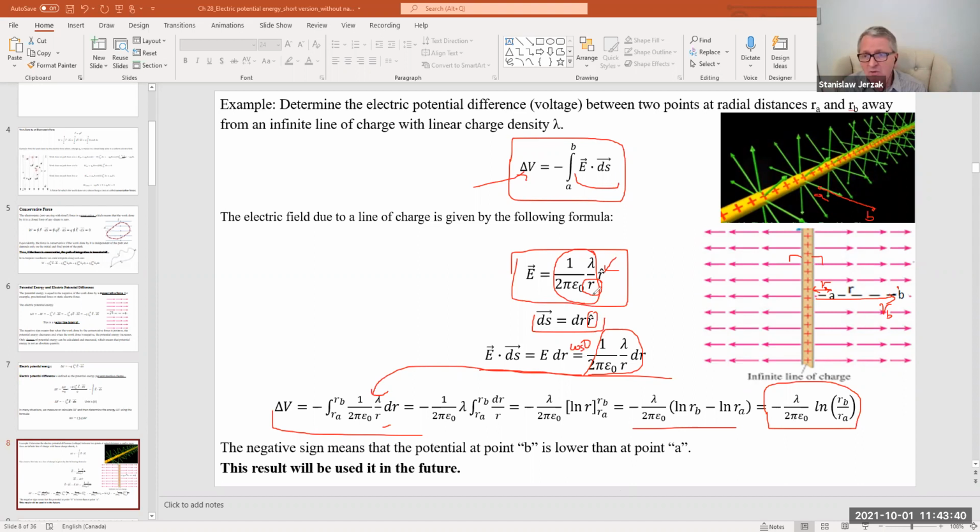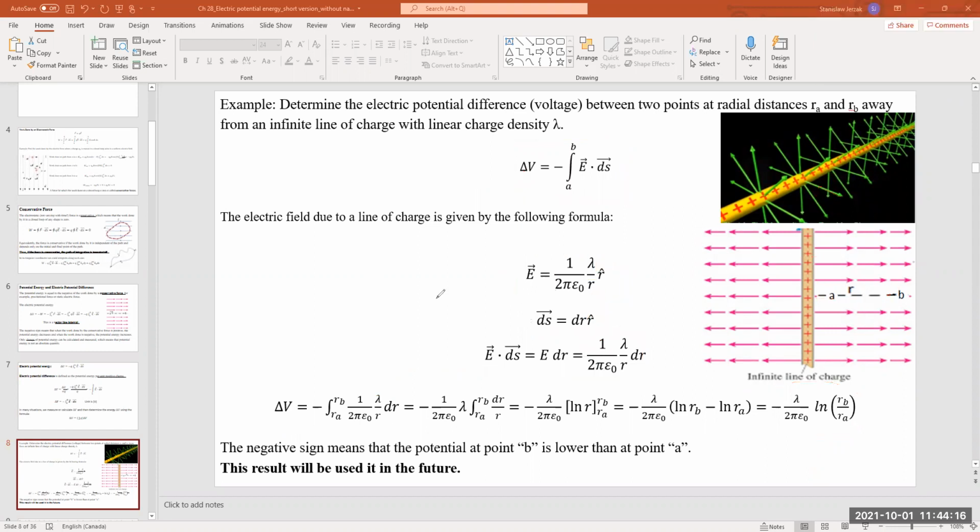So that's how you do calculations. The case was pretty simple because my integration, of course, was along the direction of the electric field, so that was a relatively simple integral to evaluate. And the expression which we just derived will be used in a future lecture. You don't have to memorize it, but at least this is an example of how you calculate the potential difference between two points in a field produced by a line of charge. Any questions so far?